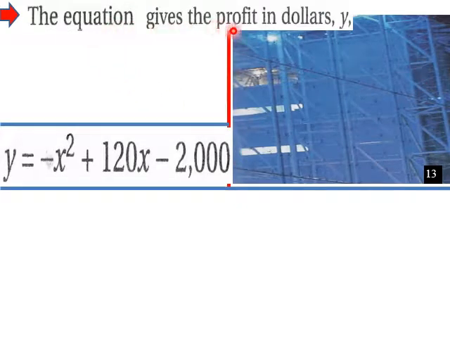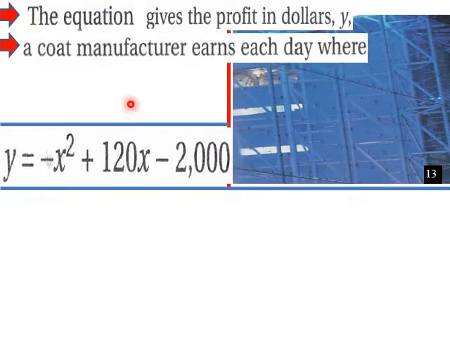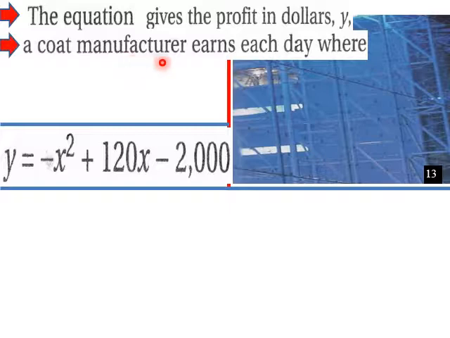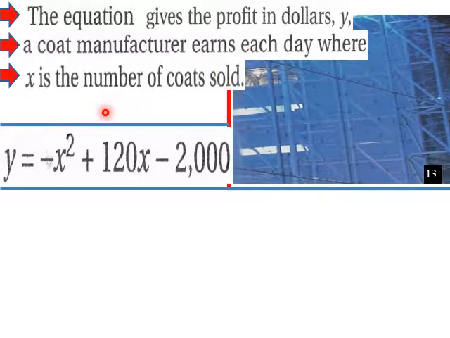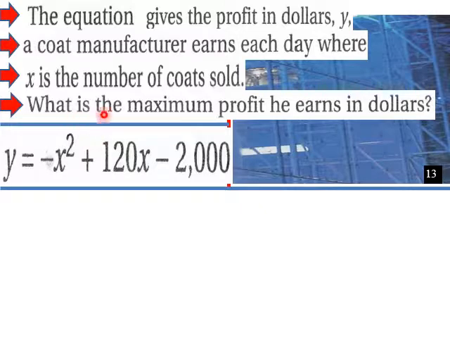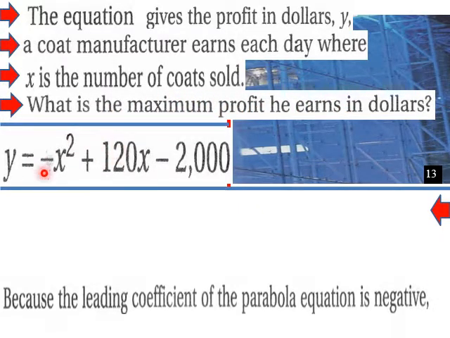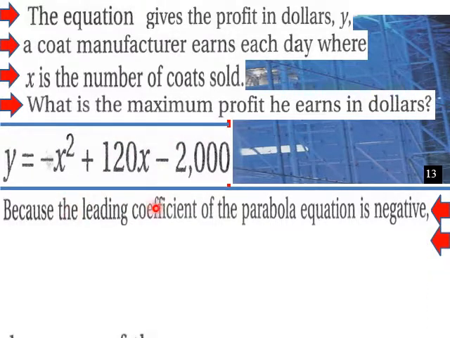The equation gives the profit in dollars y. A coat manufacturer earns each day where x is the number of coats sold. So this would be the number of coats sold. Y is our dollar amount. What is the maximum profit he earns in dollars? So we've got to find the max of this parabola.